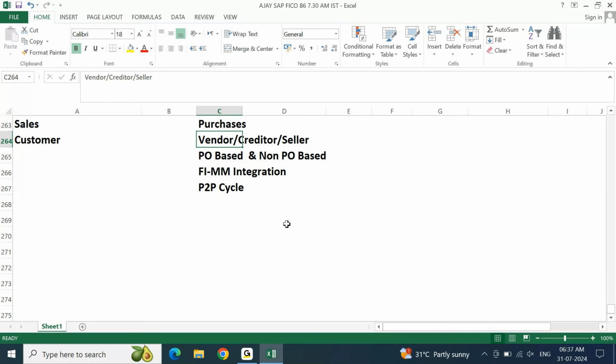Meaning you'll have to raise a request. When you're raising the request, this is called a PR, purchase request or purchase requisition. When you create a purchase requisition, if your purchase is approved by the management, if you get the approval that this is okay to be procured, then only you create a purchase order.